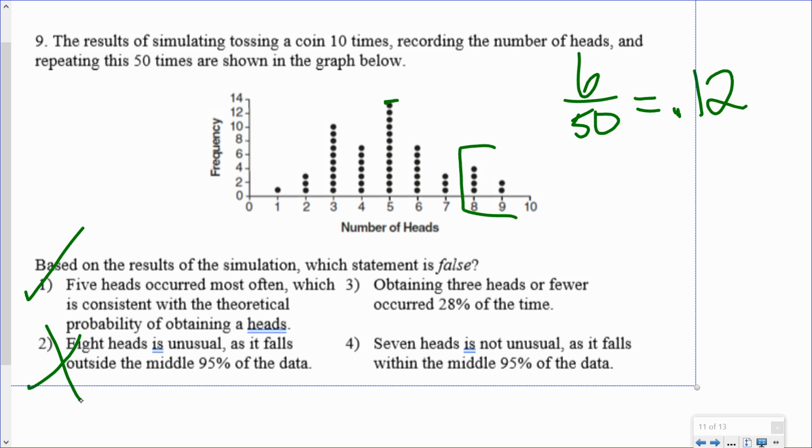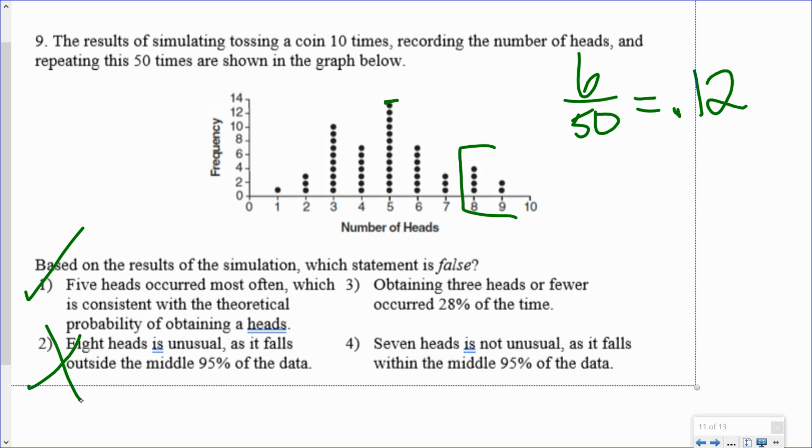8 heads or more occurred, because if 8 is unusual, then 9's got to be unusual. That's why we include 9 as well. 12% was 8 or more. So that's more than 5%, so it's inside the confidence interval. It's in the middle 95%, so 8 heads would be usual or expected.